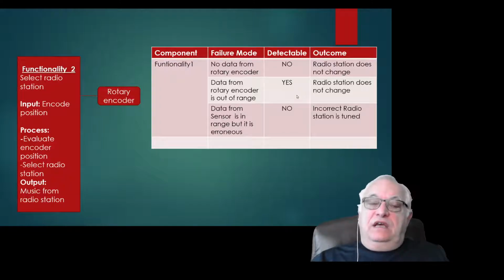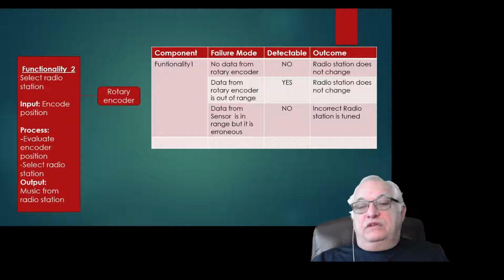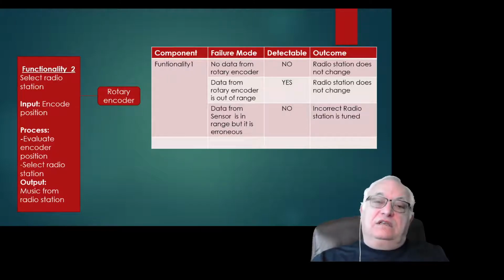The second case, it's out of range. Well, you know it's out of range, and then this software organization can decide what they're going to do with that case. Either they're going to leave it in the same station or they're going to go to a predetermined station if they have a problem. And in the third case, where the encoder provides you the incorrect data, is it detectable? No, because somebody rotated the knob and it gave you so many ticks, and you go to that station, but the outcome is that you have the incorrect station.